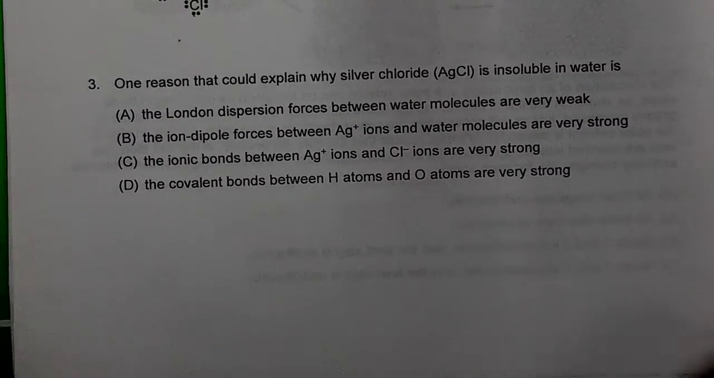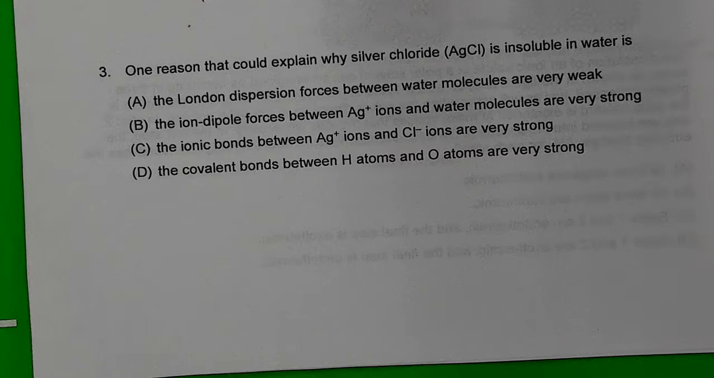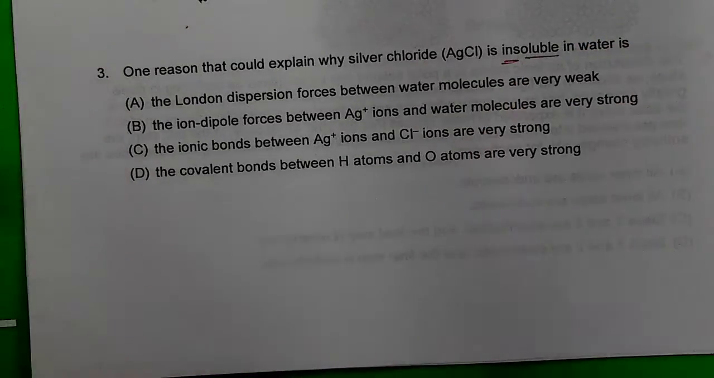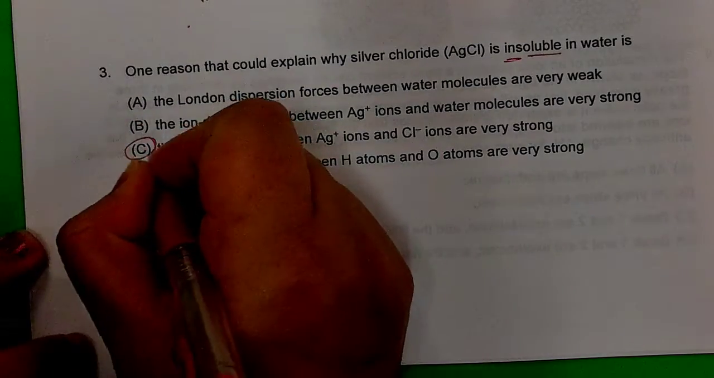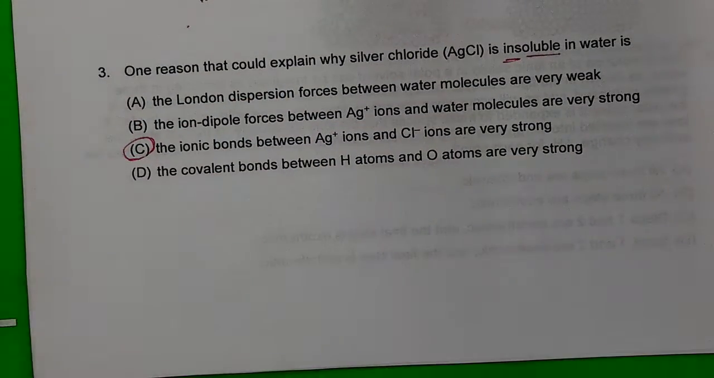Number 3, let's take a look. One reason that could explain why silver chloride, AgCl, is insoluble in water. So we're looking for insoluble. That means it's not going to be soluble. That means AgCl doesn't want to split into 2 things, Ag plus and Cl minus. So what are you guys thinking? C, right? Because they didn't want to split. That means the ionic bond must be very strong. They're holding on to each other strongly, so therefore they didn't split.